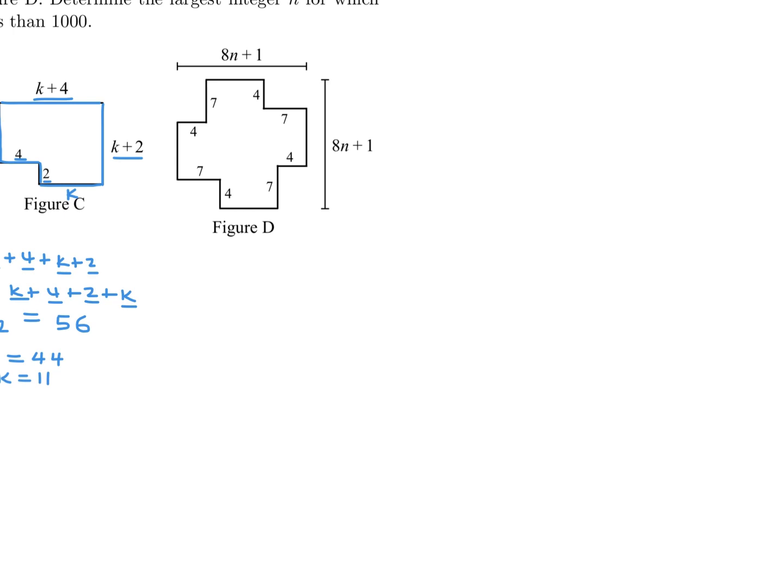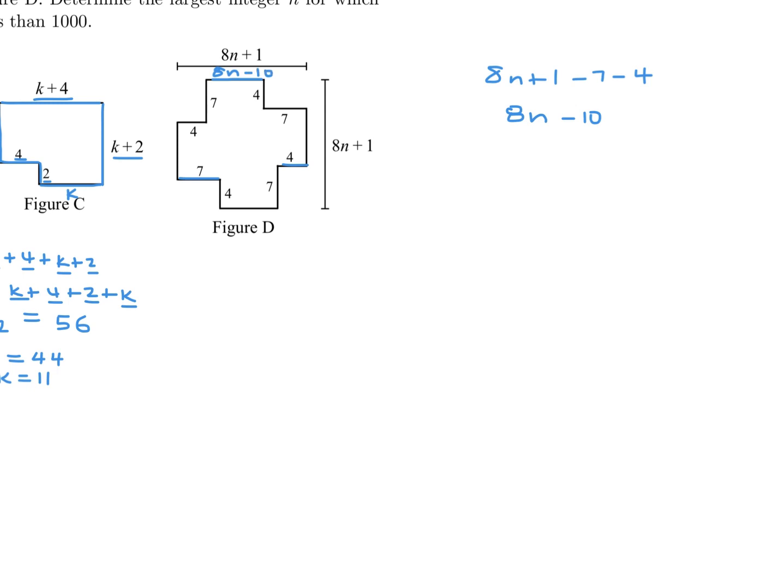All right, so the same story. Do I need to label anything? I think I do, because I got to label this side. It's 8n plus 1 minus this 7 minus that 4. So 8n plus 1 minus 7 minus 4. That looks to me like 8n minus 10. Is that right? Yeah. Okay, so this is 8n minus 10.